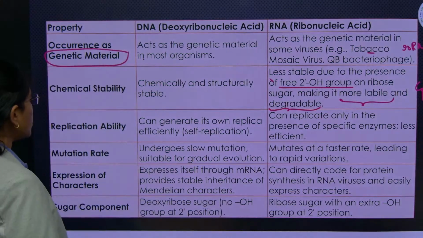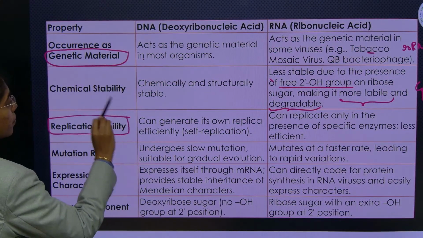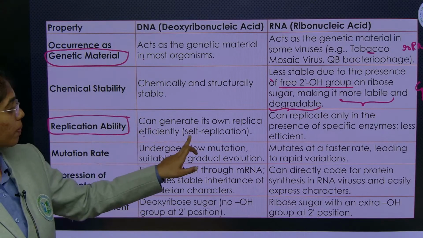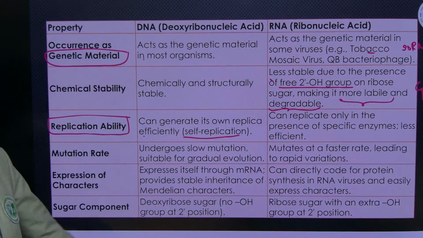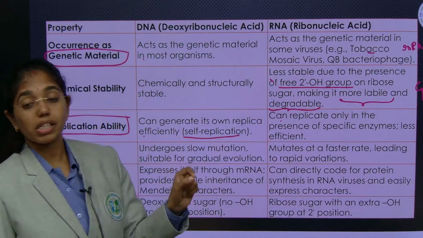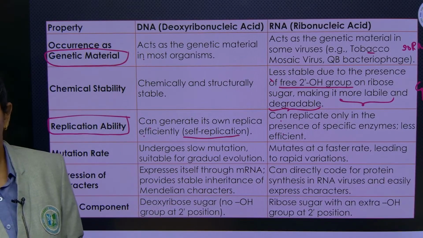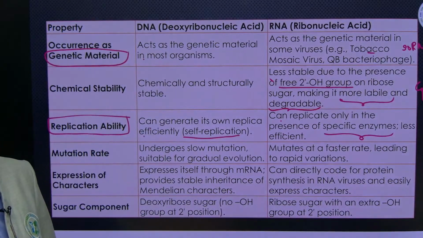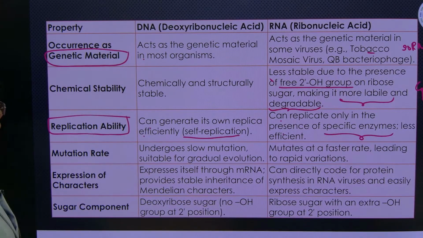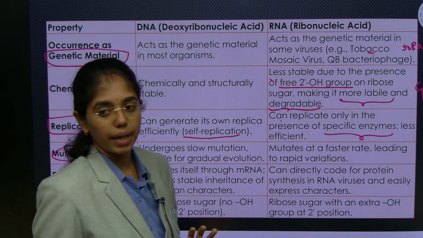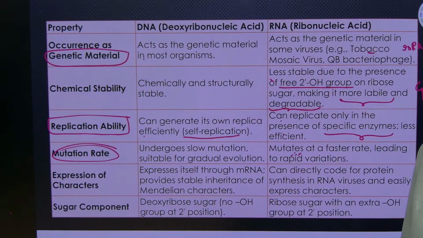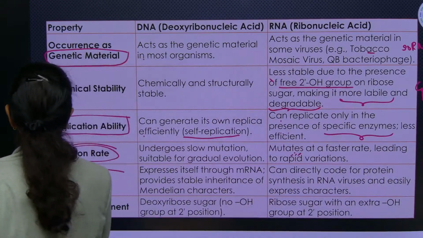Fine. Next is replication ability. DNA can generate its own replica efficiently, which is by self-replication. Whereas RNA can replicate only in the presence of specific enzymes, and less efficiently. Next, mutation rate. Mutation rate is fast in RNA when compared to DNA. Mutation rate is fast in RNA because these are reactive. Next is expression of characters.